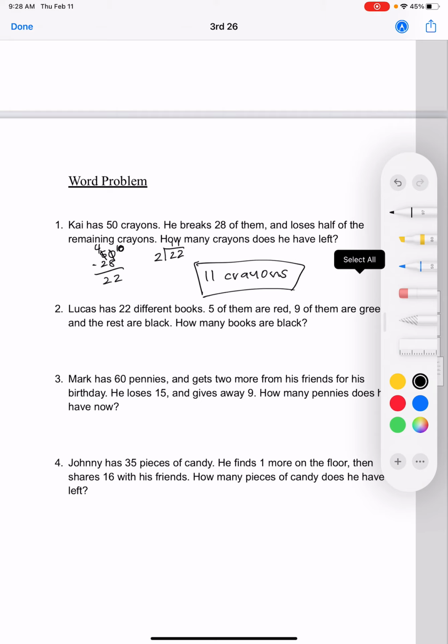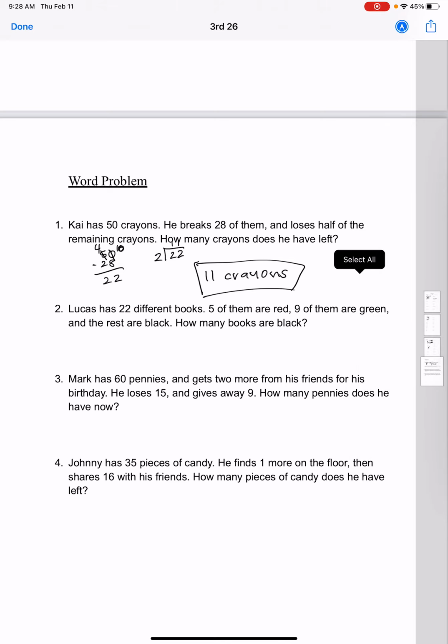Lucas has 22 different books. 5 of them are red, 9 of them are green, and the rest are black. How many books are black? So he has 22 books. 5 of them are red and 9 of them are green. So you add the 5 and the 9 because they're the number of books that are not black. So 9 plus 5 is 14. And then you subtract that number from 22 because then you would get the number of books that are black.